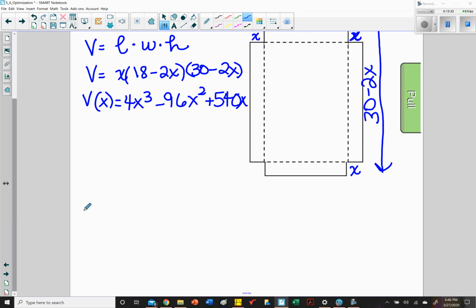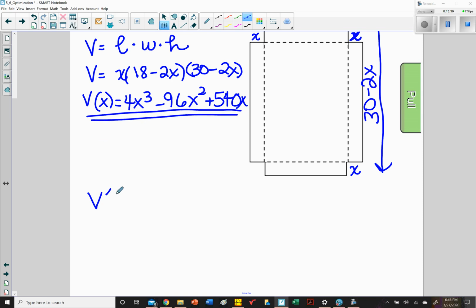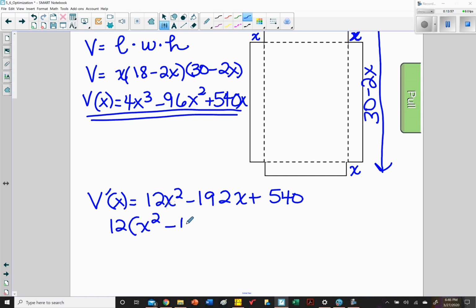We need the derivative. So first we set up the equation. We know what it's going to look like. And we need the derivative with the critical numbers. 12X squared minus 192X plus 540. Let's factor out a 12. I believe each one of those is divisible by 12.